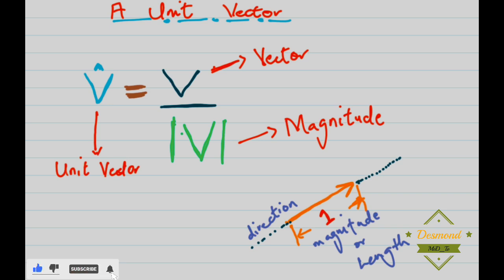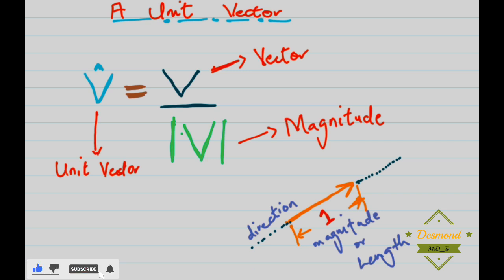So imagine you have a vector pointing in a certain direction. This vector has both that direction and the magnitude, or the length. So if you scale this vector down so that the length is exactly 1, we get what we call the unit vector.